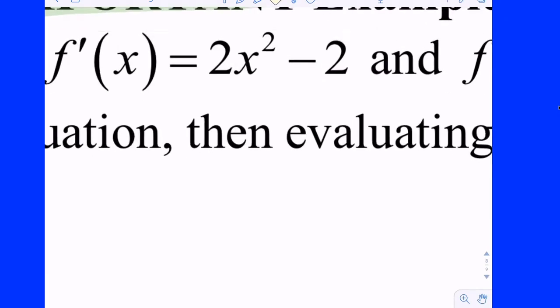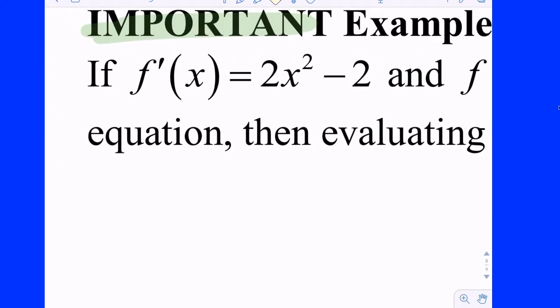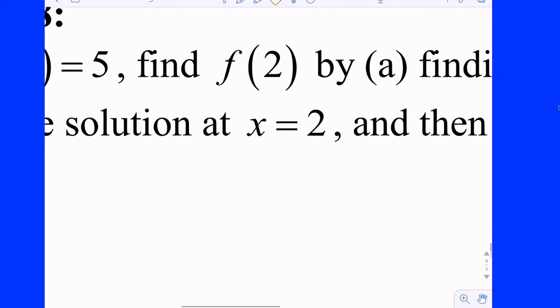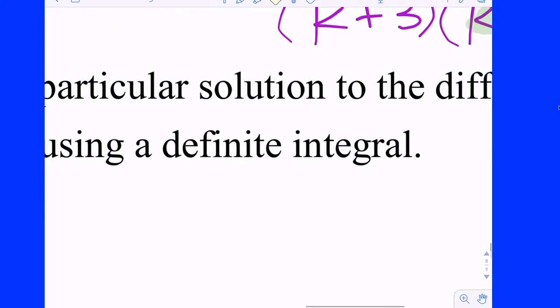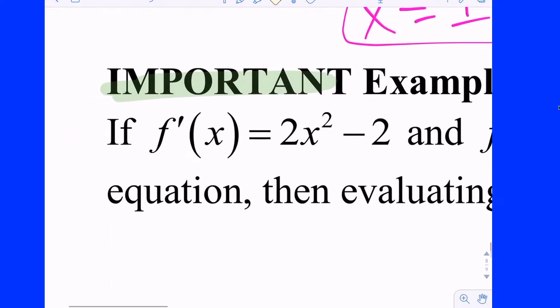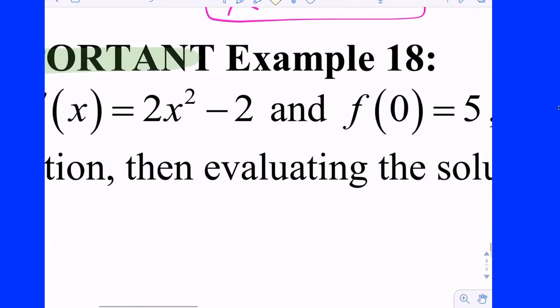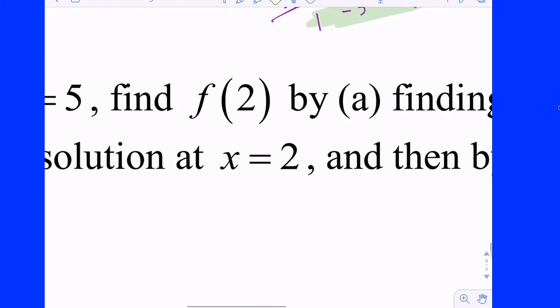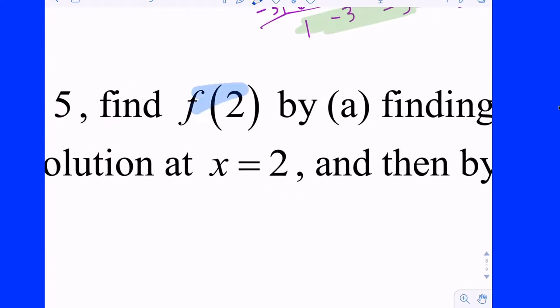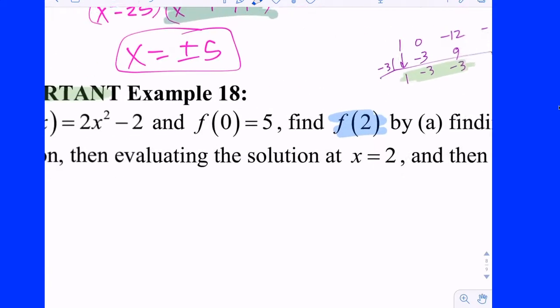Okay, so here we go. It says if f prime is equal to 2x squared and f of 0 equals 5, find f of 2 by finding the particular solution to the differential equation. All right, and then evaluate the solution at 2. Okay, so we're after f of 2. That's our ultimate goal. That's the function value at 2.